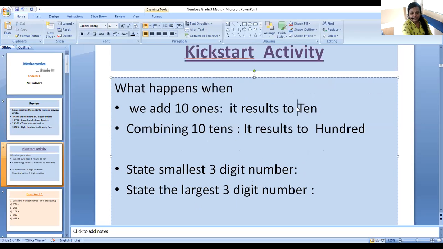Let's go ahead with a short kickstart activity. What do you think happens when we add 10 ones? 10 ones are how much? Yes, it is 10. How about if I combine 10 tens? It would result in 100. So could you frame the smallest three-digit number? Yes, it is 100. The largest three-digit number? 999.